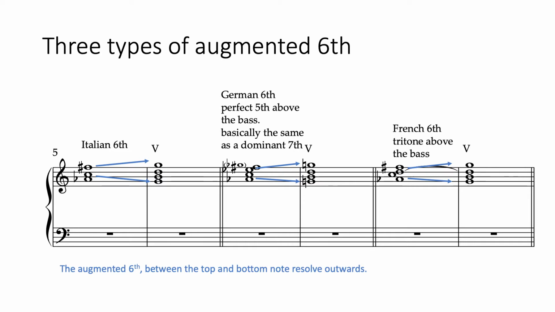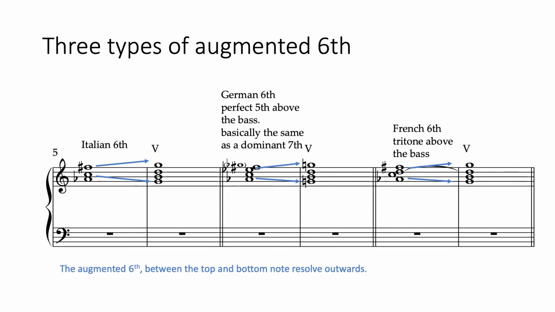So that's basically it. I just want to stress right now that the really key thing with the augmented sixth chord is that it resolves outwards. So you can see that with our blue arrows, the top note and the bottom note, the A flat and the F sharp in this case, resolve outwards. They move outwards by semitone to an octave. So the F sharp moves up a semitone to the G, the A flat moves down a semitone to a G. That's really key. That's how an augmented sixth chord resolves.